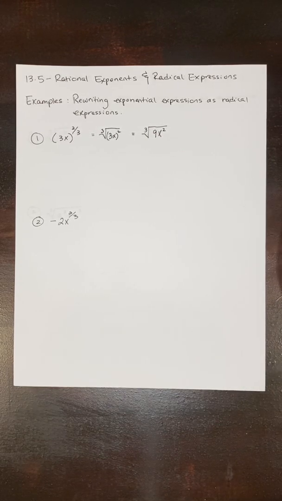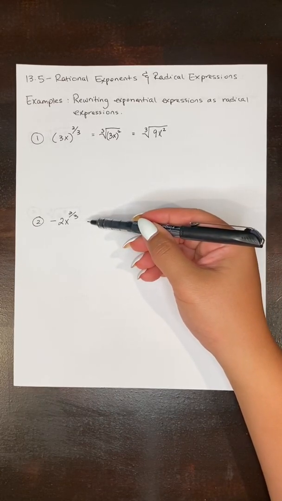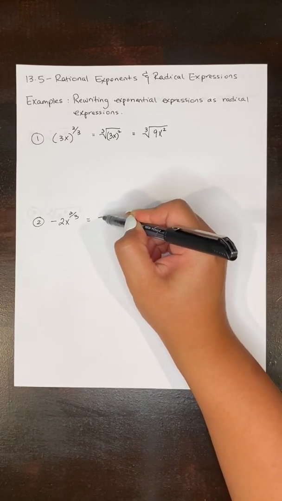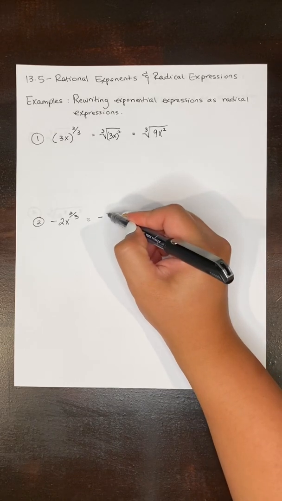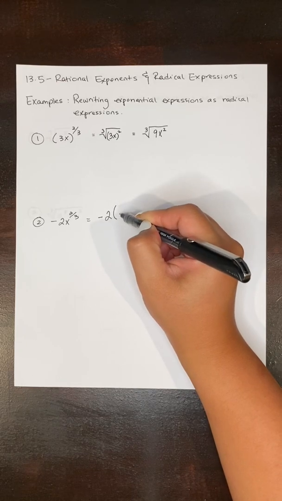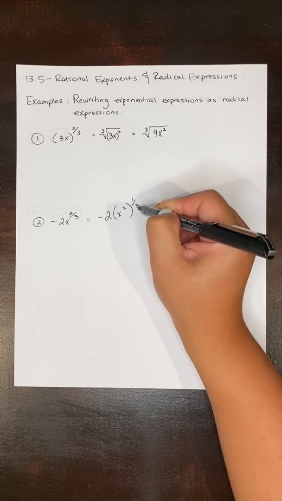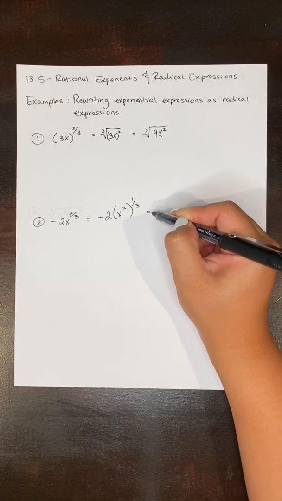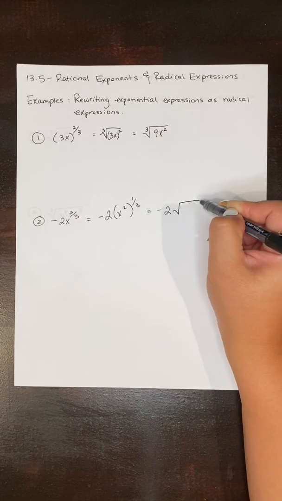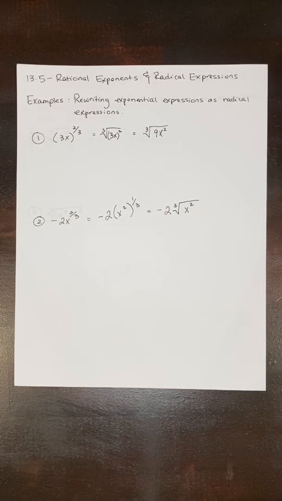Let's do it again in the second example. Now, the 2/3 power rule is applied to the x. We can rewrite this as negative 2 times x squared to the 1/3 power, or negative 2 cube root of x squared.